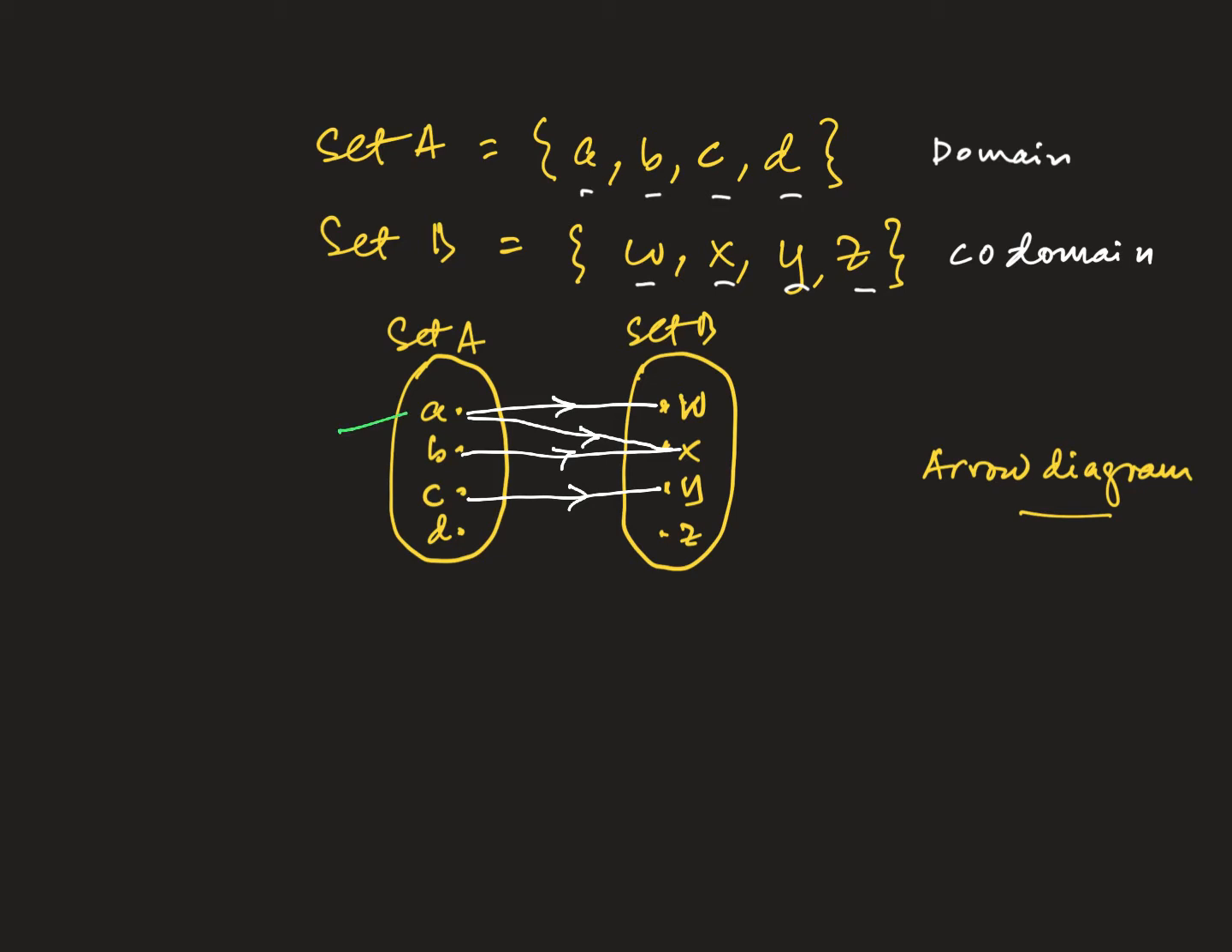So this A, B, C, we call them the objects, and W, X, Y are the images. And the set of images in this case, W, X, Y, is the range.